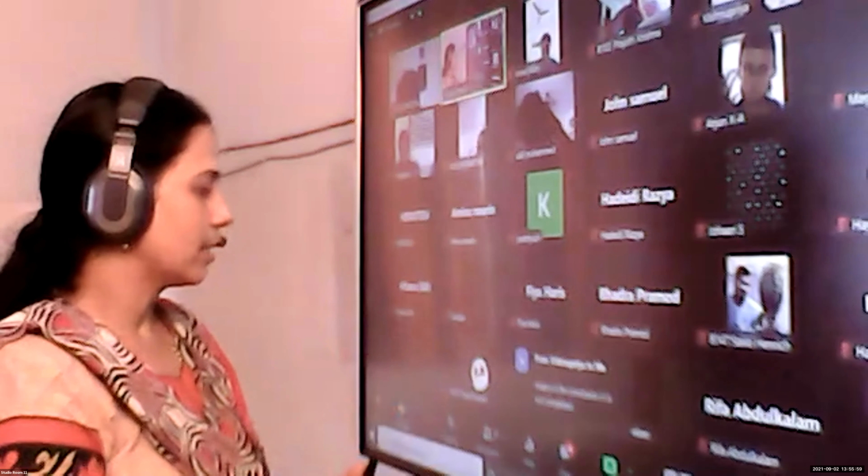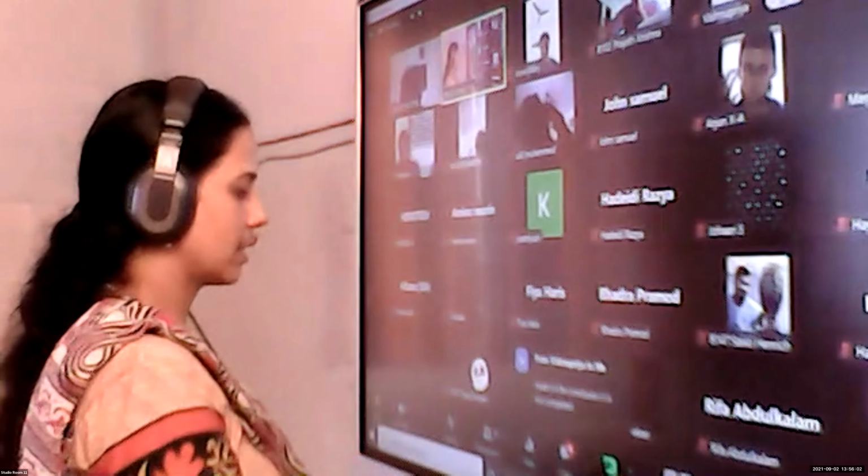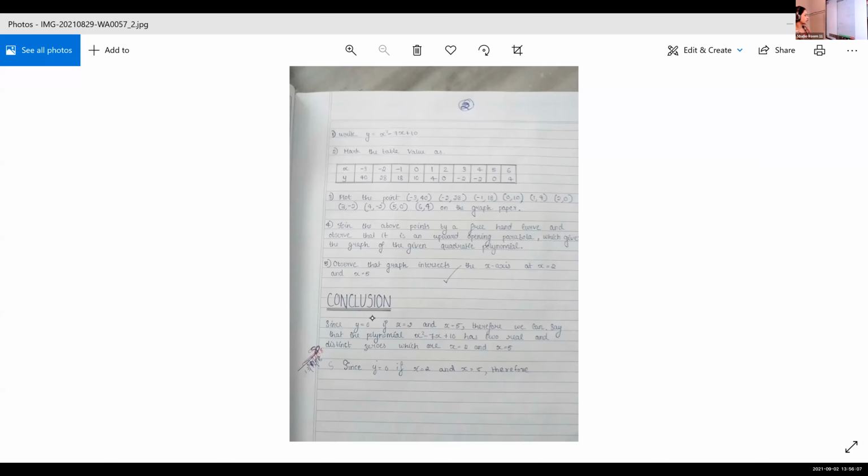Once you complete this, the conclusion is not completed. Once again, let me check. Since y is 0, x is equal to 2 and x is equal to 5. Therefore, write down there, children, conclude it: x is equal to 2 and x is equal to 5 are the two zeros.